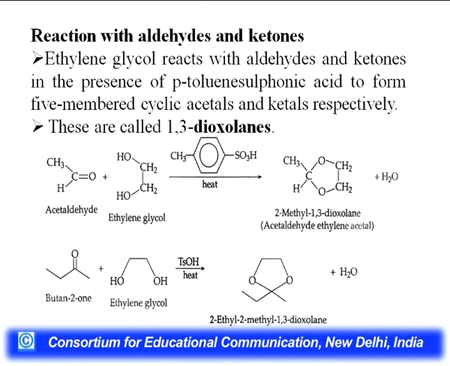It will give you a cyclic 5-membered ring. You can count 1 carbon, 2 oxygen, 2 more carbon from ethylene. So, it is 2-methyl 1,3-dioxolane, or we can say acetaldehyde ethylene acetal. Next reaction is with butan-2-one. When it reacts with ethylene glycol, you will get the product. You can see again a cyclic product, 5-membered, 2-ethyl 2-methyl 1,3-dioxolane.